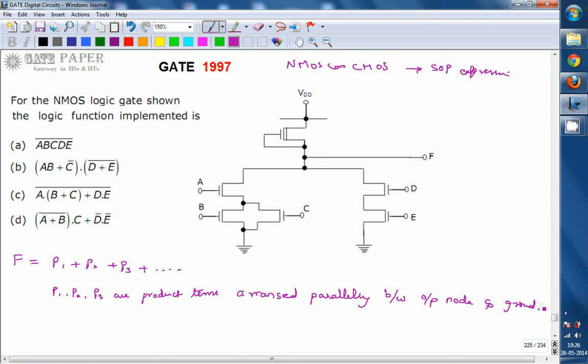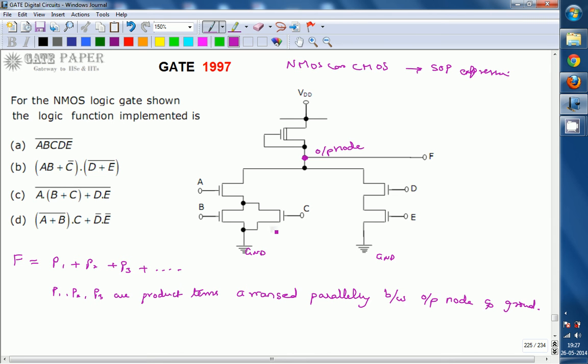So this is the output node in our case. This is going to be treated as the output node, and this is ground. This is also a ground node. Now you have to identify how many parallel branches there are, and the transistors in a parallel branch are nothing but the multiplication of their input symbols.